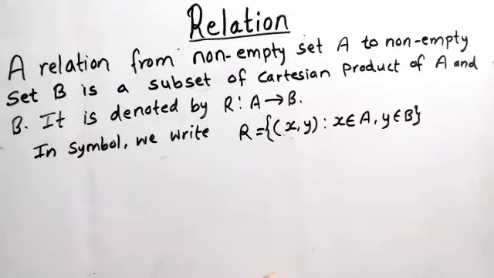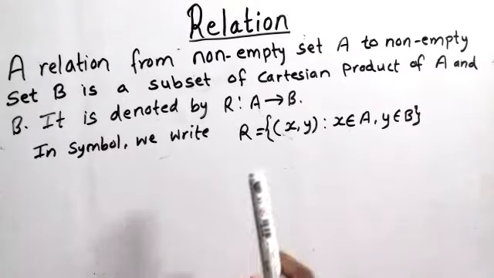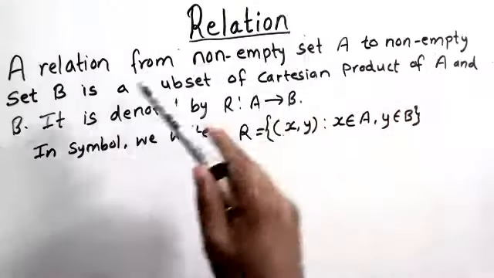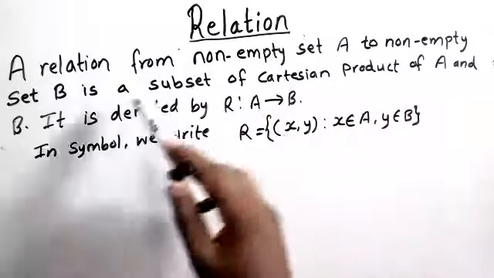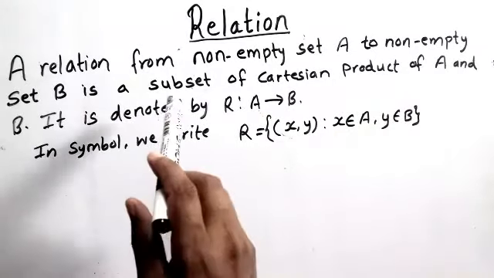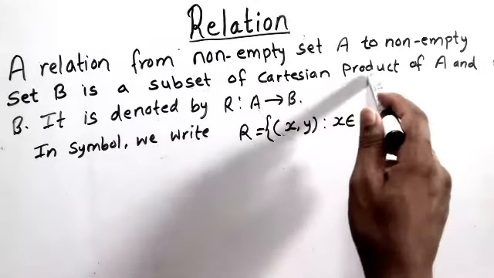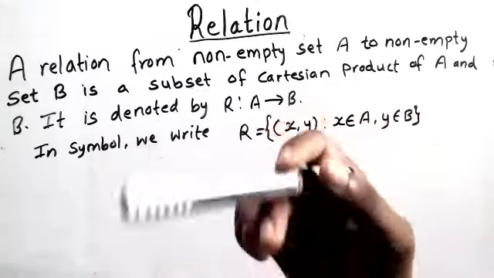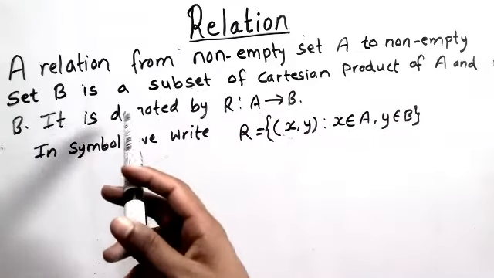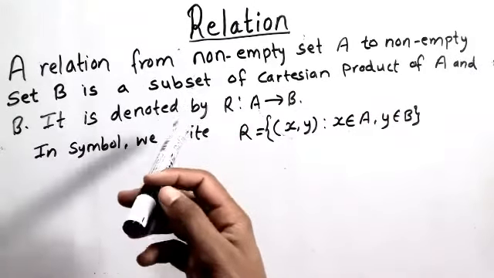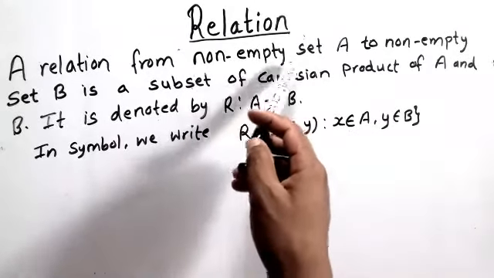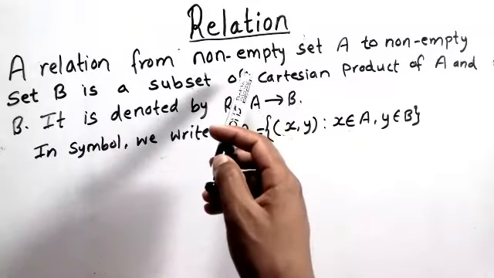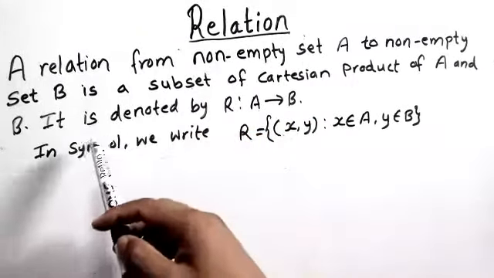In this video, we are going to learn about a relation. A relation from non-empty set A to non-empty set B is a subset of the Cartesian product of A and B. As we have learned, for the Cartesian product, sets must be non-empty. So for the relation also, the sets must be non-empty, meaning the sets must contain at least one element.